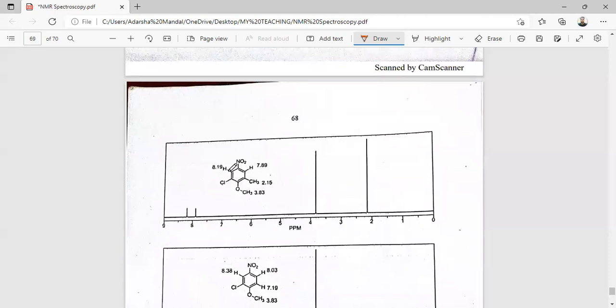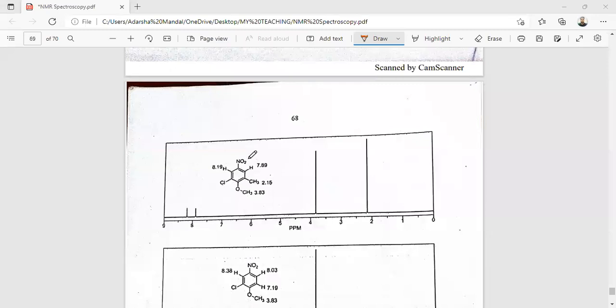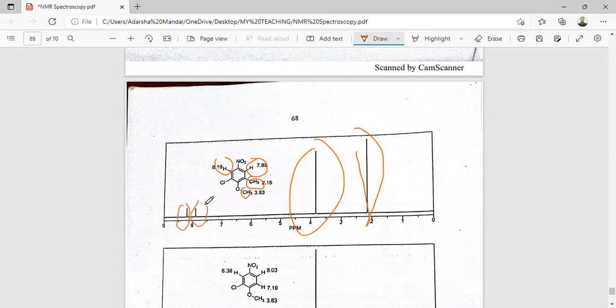Now for this case, for this molecule, there are also four types of non-equivalent protons. This CH3 comes as a single signal at 2.15. This CH2 is more downfield, and these two hydrogens are not adjacent to any other hydrogens, so no splitting is observed for these two hydrogens.